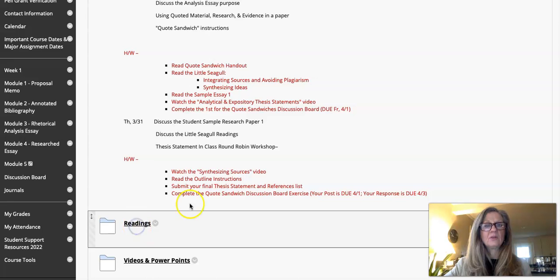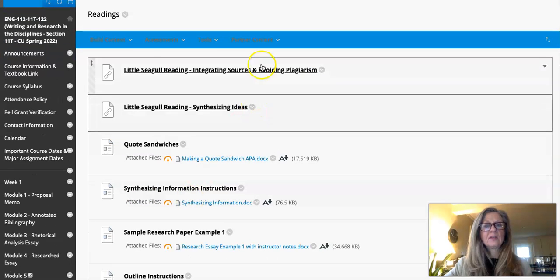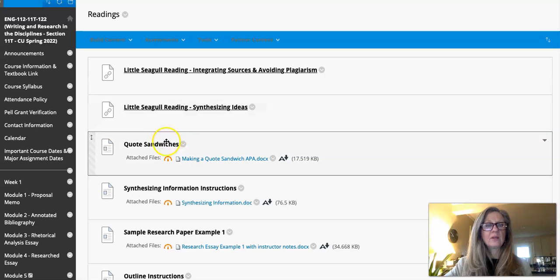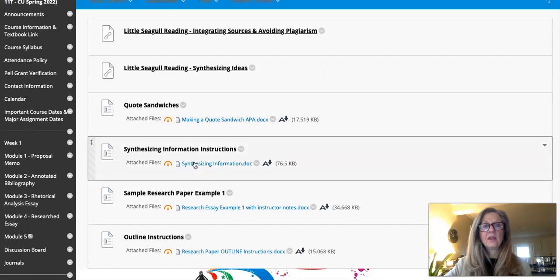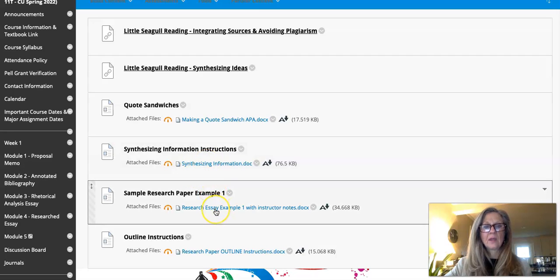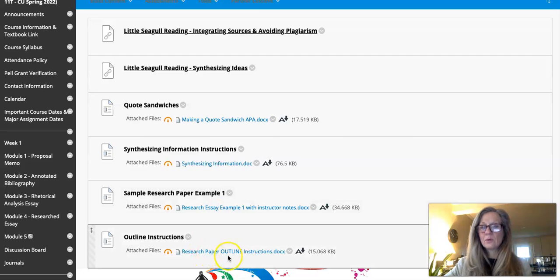And again, if we click into the readings, you can see we've got a couple of little Seagull readings. This is the handout on that discussion board exercise. Here's a reading on synthesizing information. I need you to take a look at that. And here's the sample research paper. So looking forward to next week if you want to get a jump start on that.